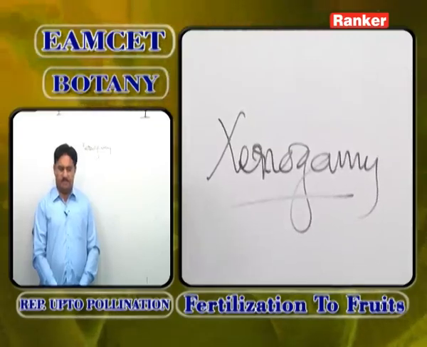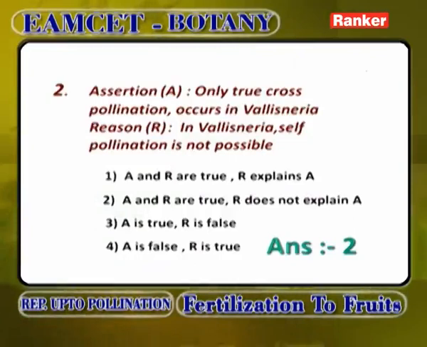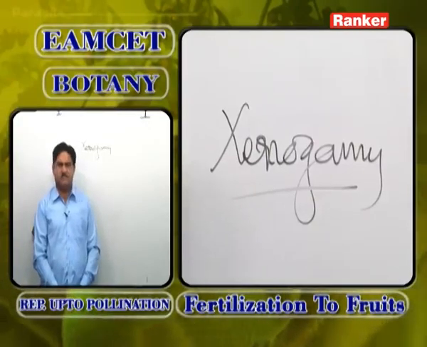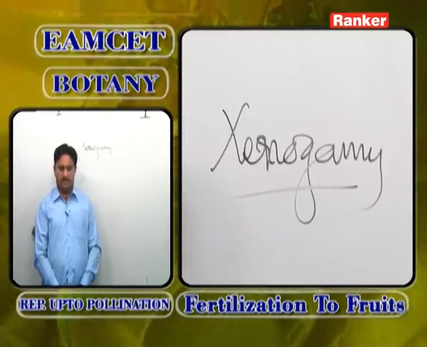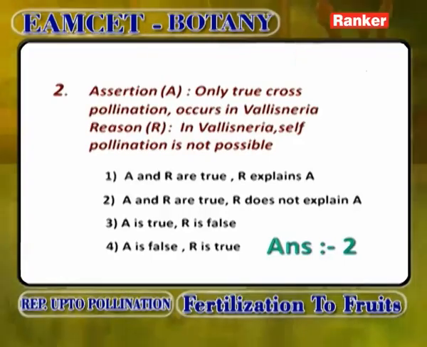In Vallisneria, self-pollination is not possible. Definitely in Vallisneria, the plants are dioecious. Dioecious means separate male plant and separate female plant. Whenever plants are dioecious, no question that diclininy or unisexuality is observed. So, no question of self-pollination. So, only true cross-pollination occurs in Vallisneria is correct. In Vallisneria, self-pollination is not possible is correct.